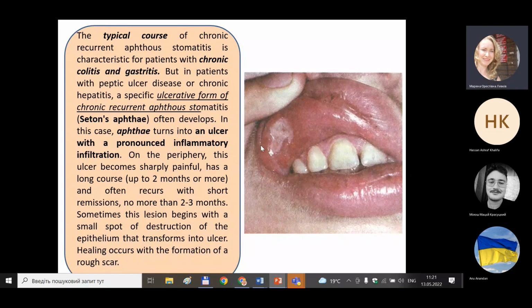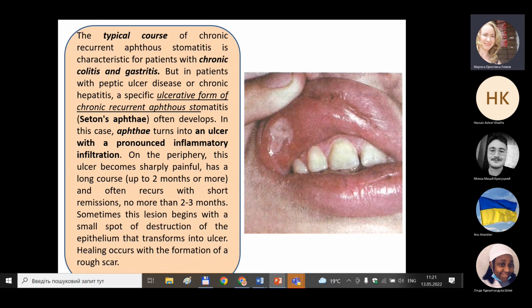The typical course of chronic recurrent aphthostomatitis is characteristic for patients with chronic colitis and gastritis. But in patients with peptic ulcer disease or chronic hepatitis, a specific ulcerative form of chronic recurrent aphthostomatitis, Sutton's aphtha, often develops. And actually it is Sutton's aphtha.